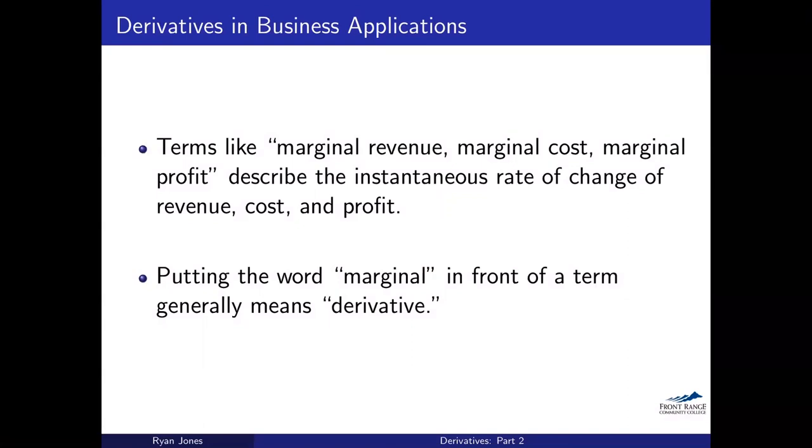But now what we can do is add this word marginal in front of these words. And when we do that, that generally just means derivative. So for some formal definitions, marginal revenue is the instantaneous rate of change of your revenue function. And then same for cost and profit. Marginal cost is the instantaneous rate of change of your cost. Marginal profit is the instantaneous rate of change of your profit. So basically, putting this word marginal in front of one of these terms just means take a derivative.